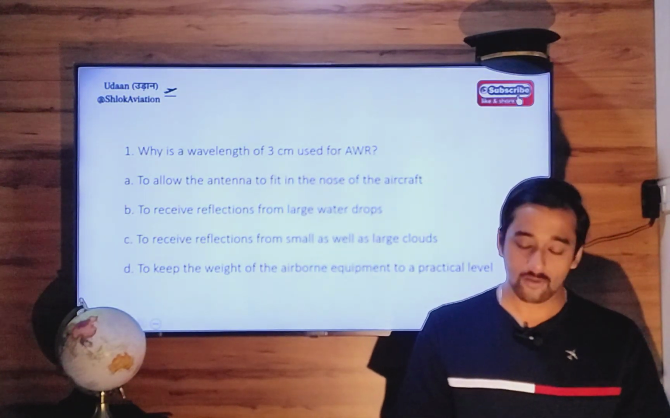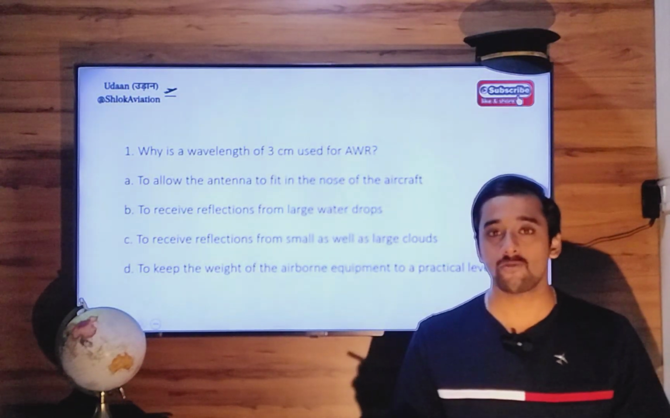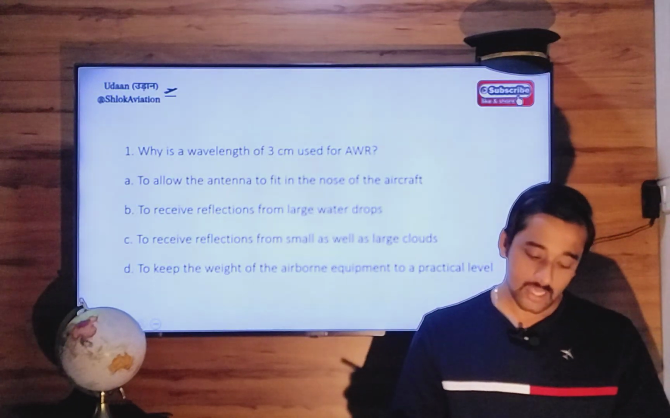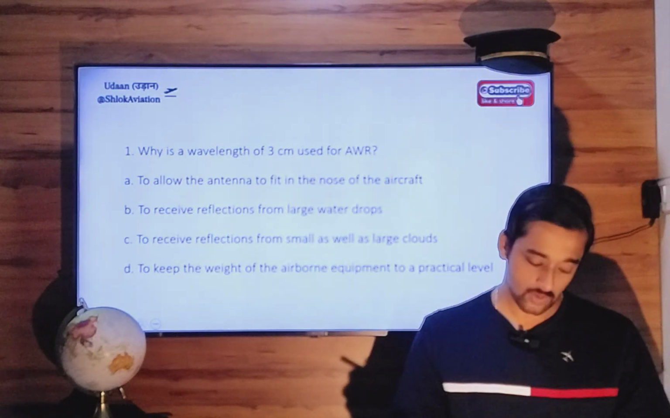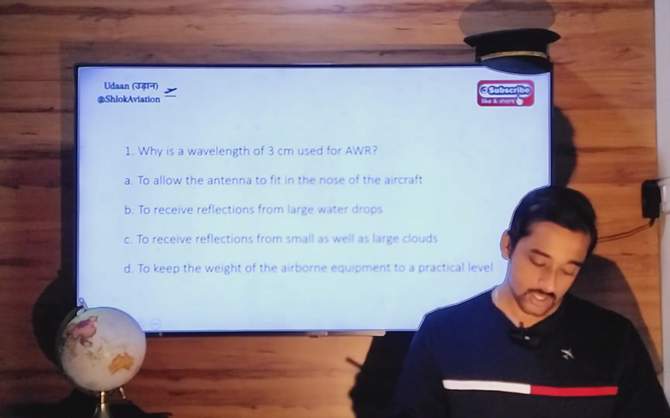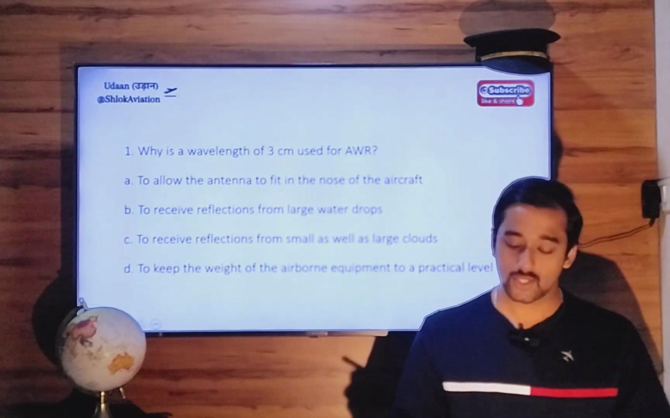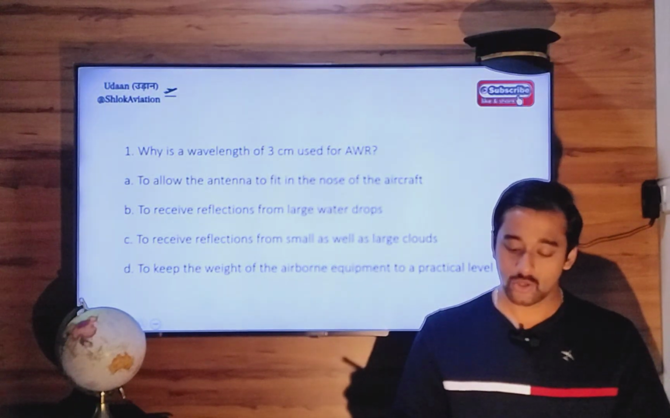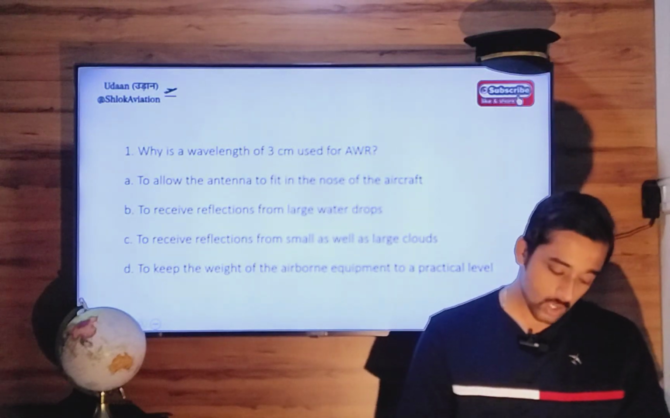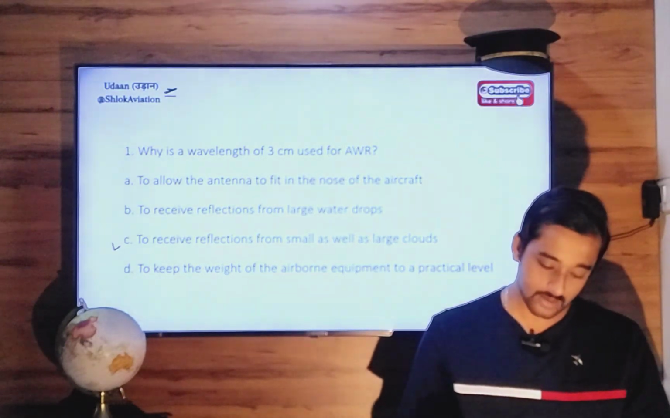Why is a wavelength of 3 cm used for an airborne weather radar? To allow the antenna to fit in the nose of aircraft, to receive reflections from large water drops, to receive reflections from small as well as large clouds, to keep the weight of airborne equipment to a practical level. So the correct option here is option Charlie.